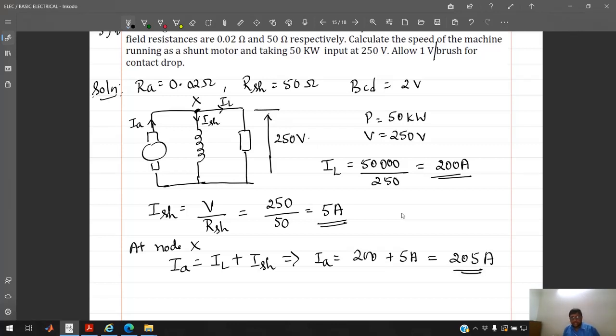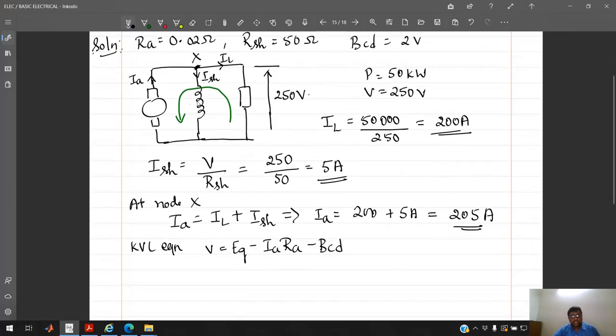Once you calculate the armature current, apply KVL to the outer loop. You can write the KVL equation as V is equal to EG minus IA RA minus BCD, that is the brush contact drop. Or EG minus V minus IA RA minus BCD is equal to 0. So that is the KVL equation.